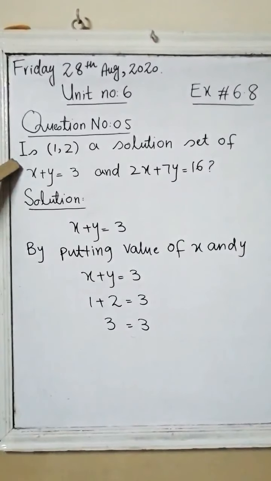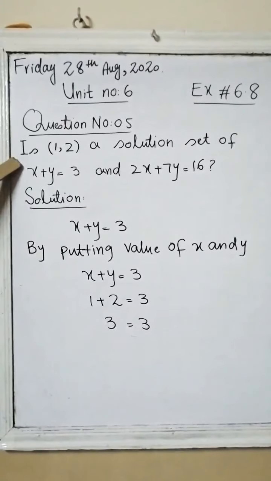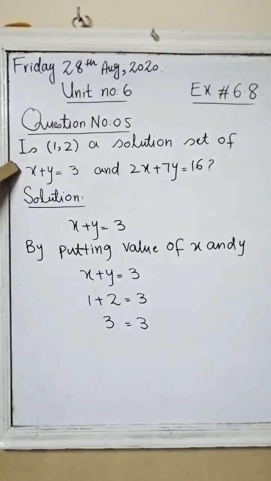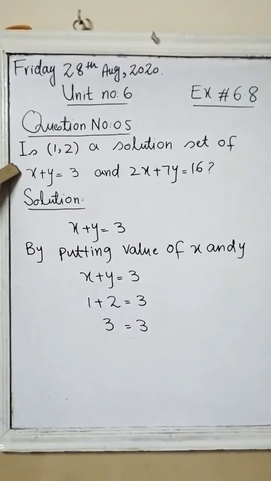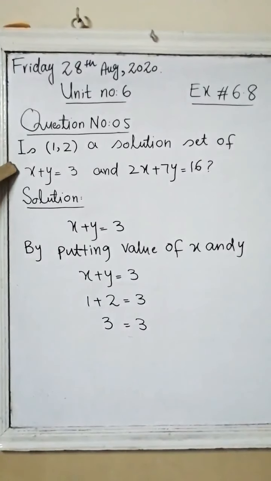So we will write the values of x and y turn by turn in the given equations 1 and 2 and we will prove whether the left hand side answer is equal to the right hand side answer. Then we will say that this solution set is of the given equations. Now moving towards the solution.